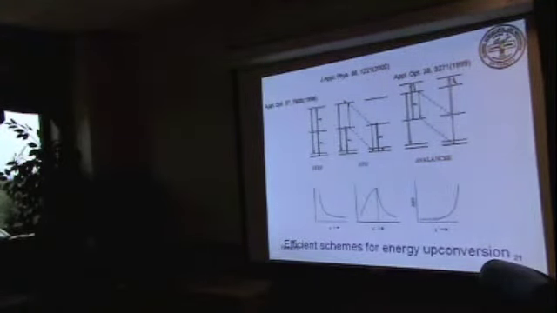Let's say you have some levels, you shine infrared light, it takes the ion from here to here. Another photon of the same infrared light will take it from here to here. Then it will emit from here to here. Let's say this is 800 nanometer, this is 800 nanometer, it emits from here to here, it will be 400 nanometer. Okay? Because when the wavelength decreases, the energy increases. So this is stepwise excitation.